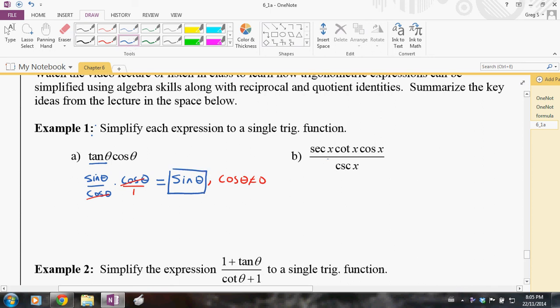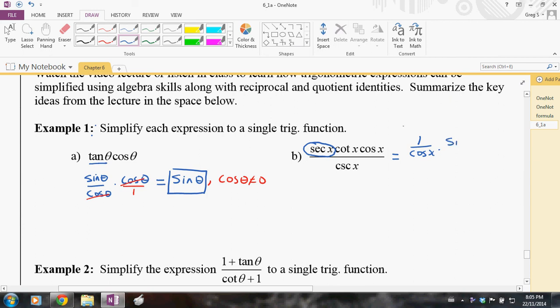Secant of x multiplied by the cotan of x times the cos of x, all divided by the cosecant of x. Well, let's try that first strategy, and let's change everything in terms of sine and cos. Okay, so first of all, secant is equal to 1 over cos. So I'll say 1 over the cos of x multiplied by, now cotan is equal to sine of x.